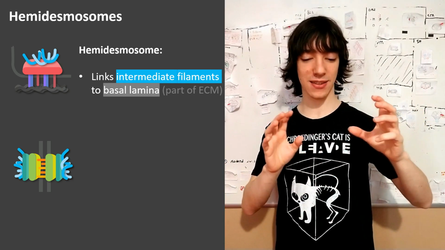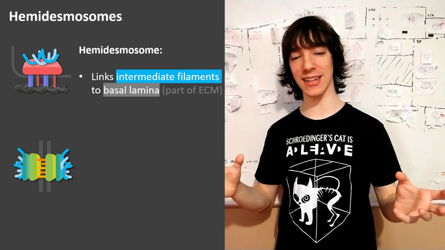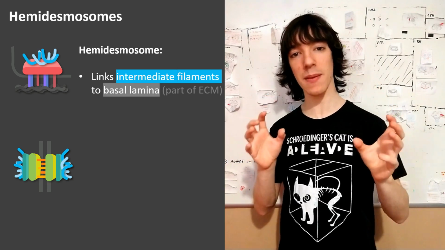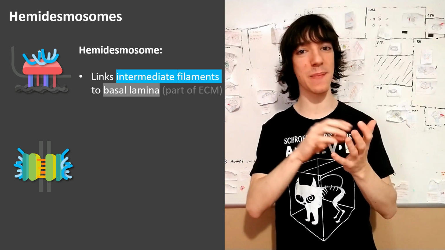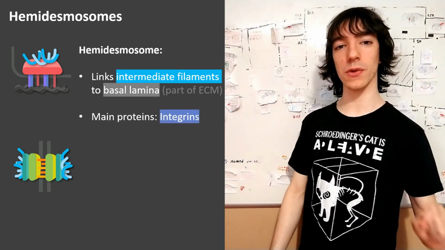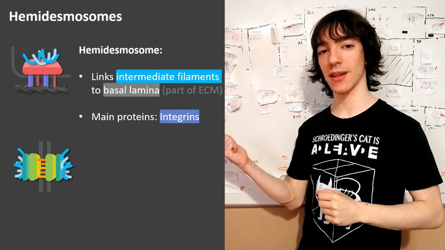Extracellular matrix is a combination of proteins and glycans that basically gives shape to tissues or to organs and helps cells to stay in the place that they must stay. And the main proteins they use to do that are integrins.